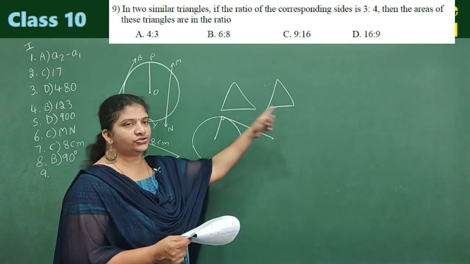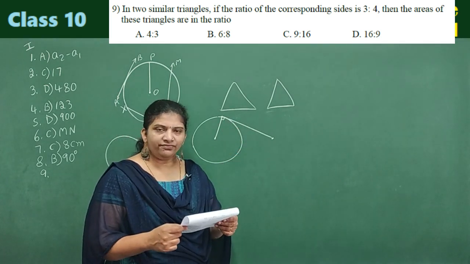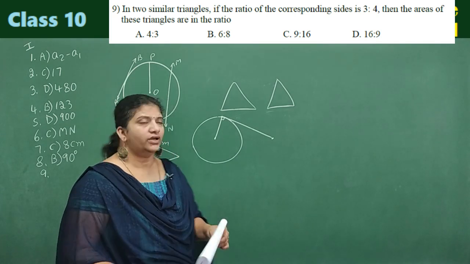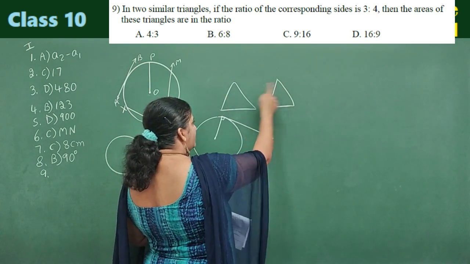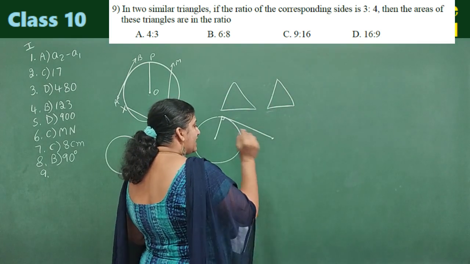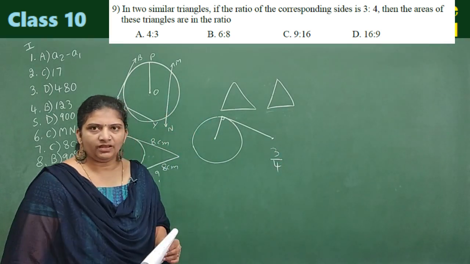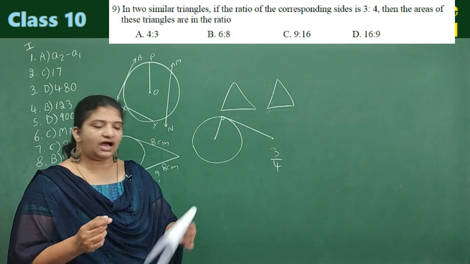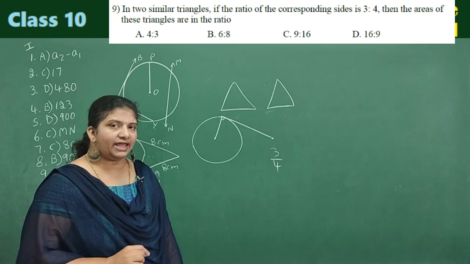Ninth one, in two similar triangles. Observe here, two triangles. Let us imagine these two are similar. If the ratio of the corresponding sides is 3:4, any corresponding sides, this or this, the corresponding side ratio is 3:4. Then what is the ratio of their areas?